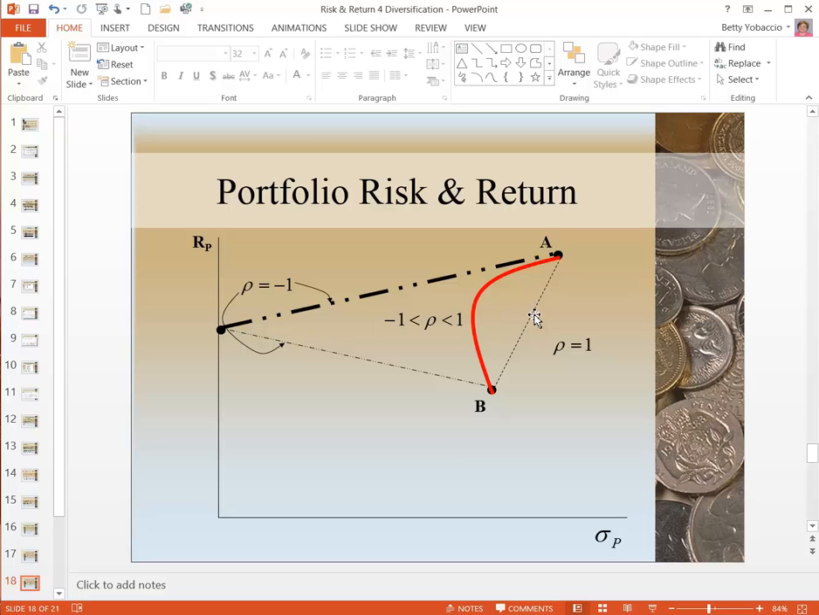The horizontal distance between a point on the perfect correlation line and a point on the red curve for imperfect correlation is the amount of risk that's diversified away by combining the assets in a portfolio. So, there's going to be an essay question on the exam that asks you to explain how correlation impacts diversification, and I expect you to retell the story you just heard.